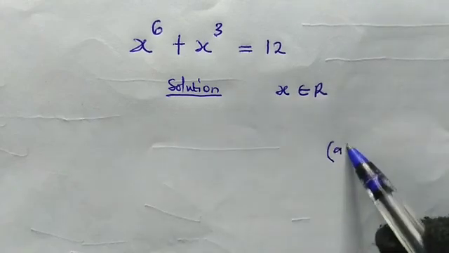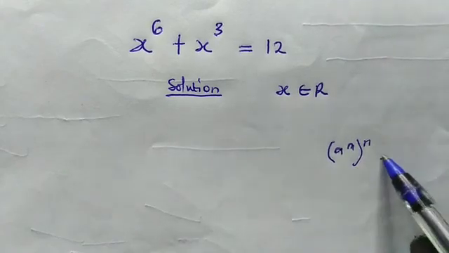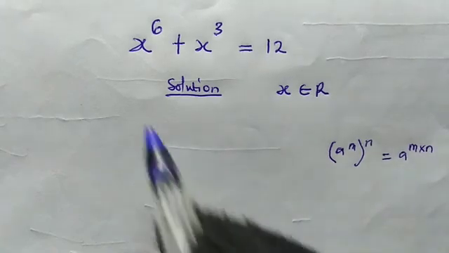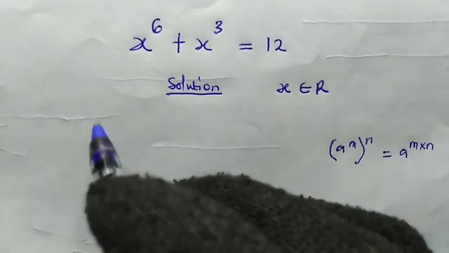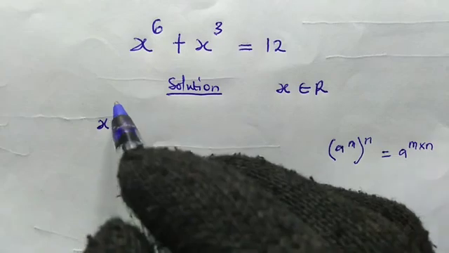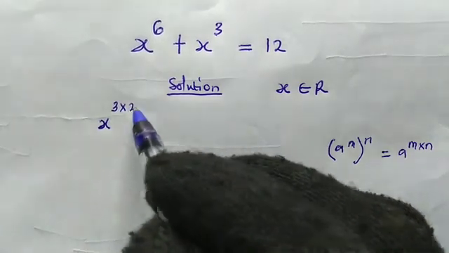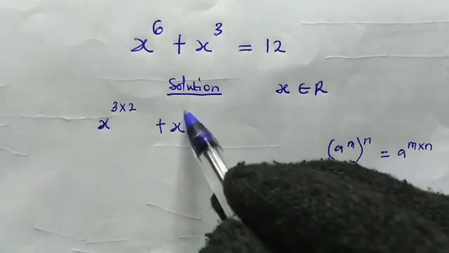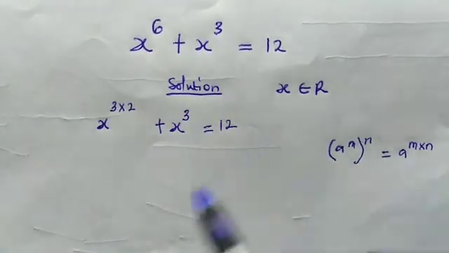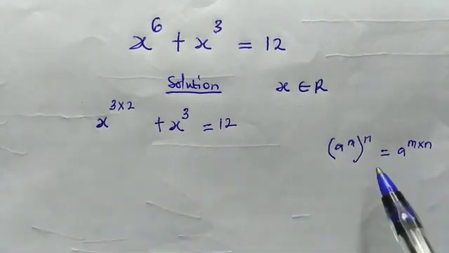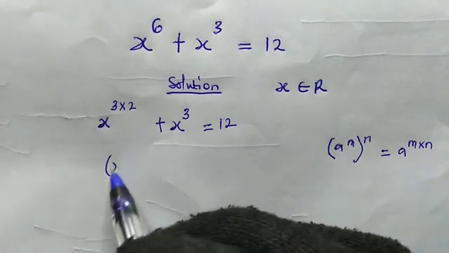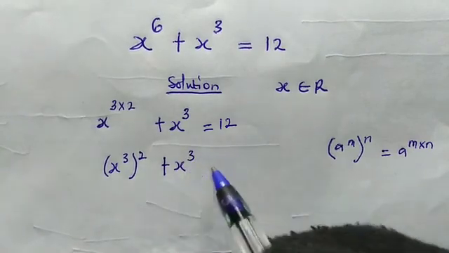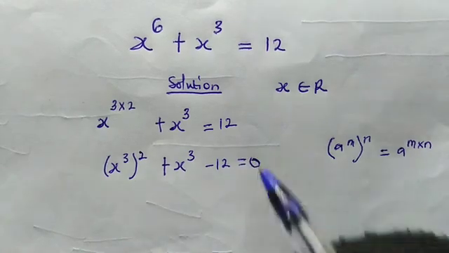a to the power of m, raised to the power of n, is equal to a to the power of m times n, right? So for the left hand side here, we have x to the power of 3 times 2, right? Because 3 times 2 is 6, then plus x cubed, this is equal to 12. From here, we make use of this property now. We have x cubed to the power of 2 plus x cubed minus 12 is equal to 0.